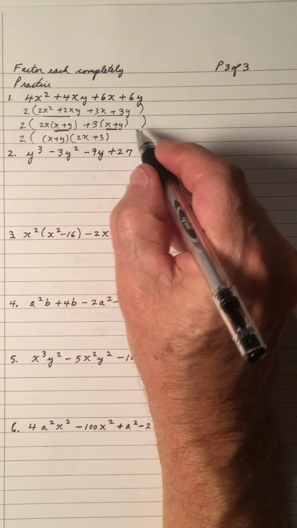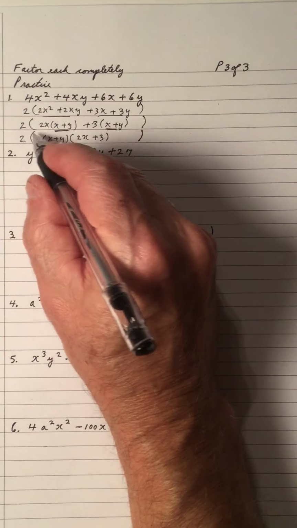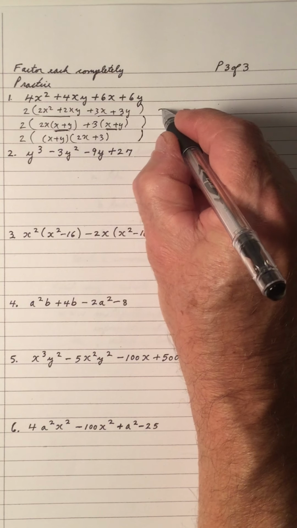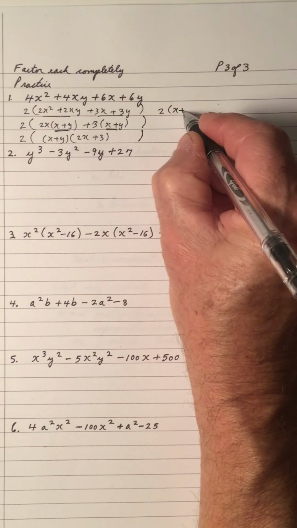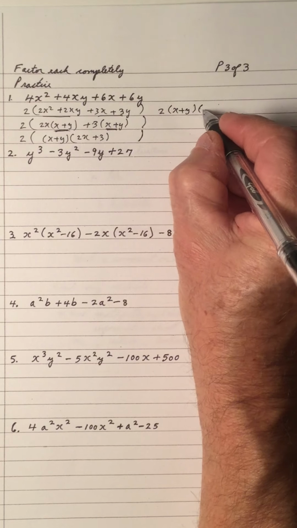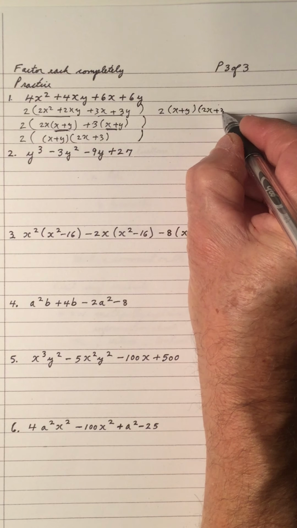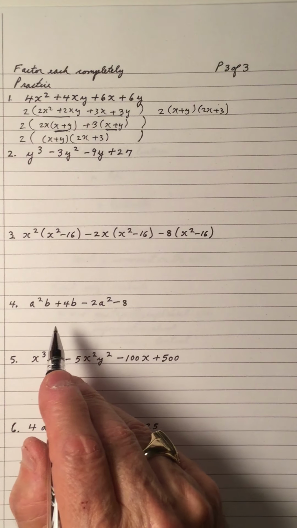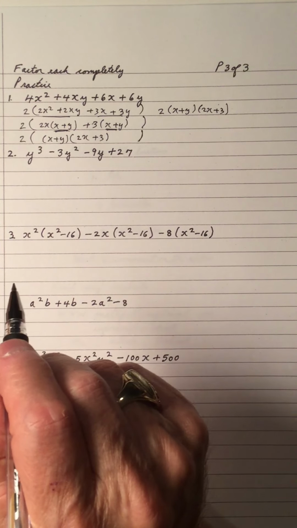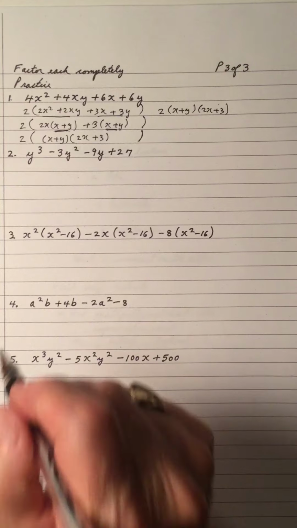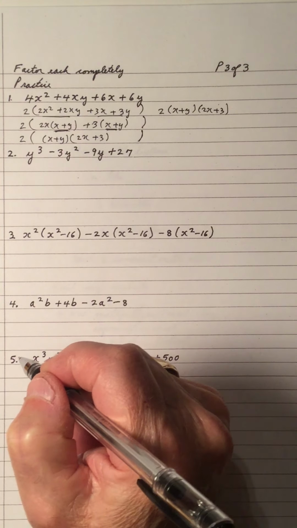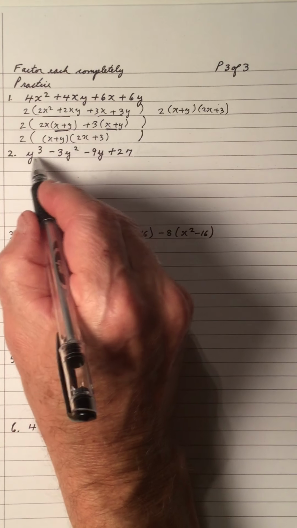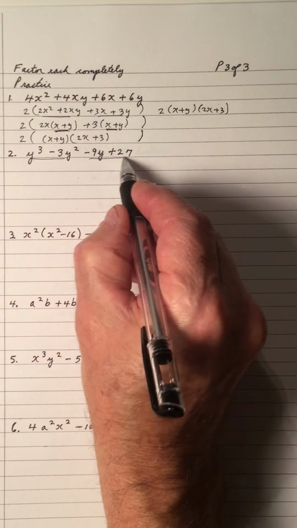And so that's that. And there's the double big brackets. So the answer is 2 bracket x plus y bracket 2x plus 3. Completely factored because I took the 2 out at the beginning. Taking the GCF, monomial GCF, out of all the terms makes the factoring easier. Number 2, I have 4 terms, so let's go 2 and 2.